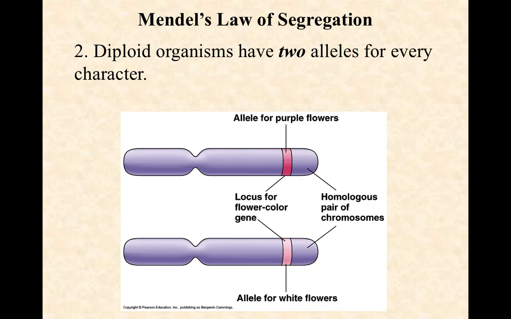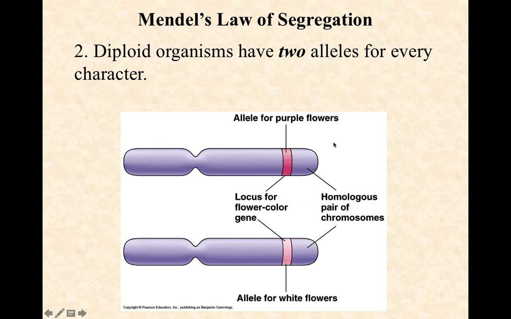So the second point in Mendel's law of segregation is that diploid organisms, you and me, plants, most complex eukaryotes, have two alleles for every character. Why do they have two? It's because they're diploid, meaning they have chromosome number whatever, let's call this chromosome 4, that they got from one of their parents, and chromosome number 4 that they got from another parent. All the other chromosomes are present, and all the other genes on these chromosomes are present. We're just tracking this particular chromosome and this particular gene that codes for the character of flower color.